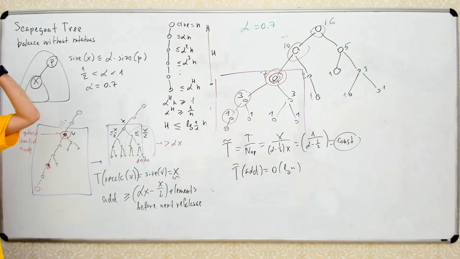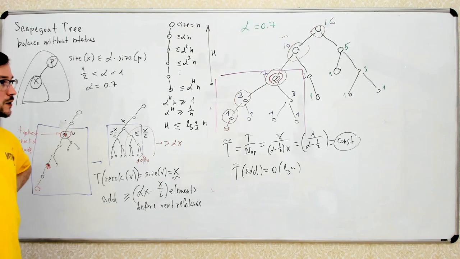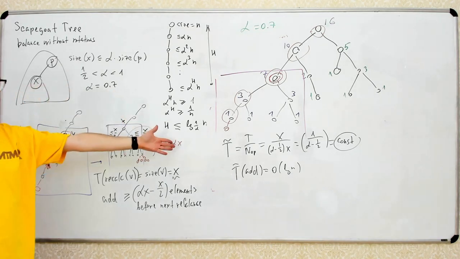Cool, that's all. That's how you make a scapegoat tree. Very cool, very easy. Still log n.